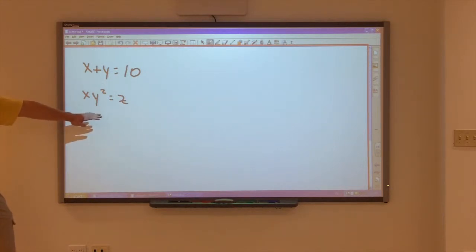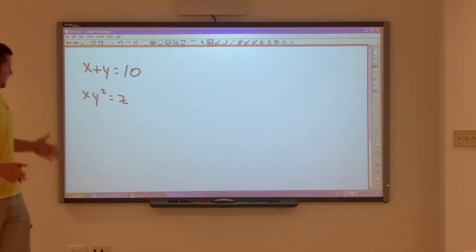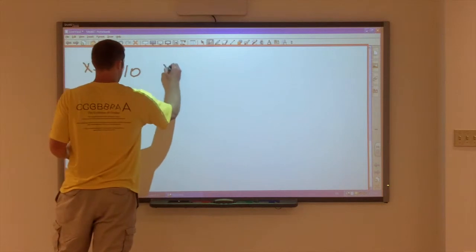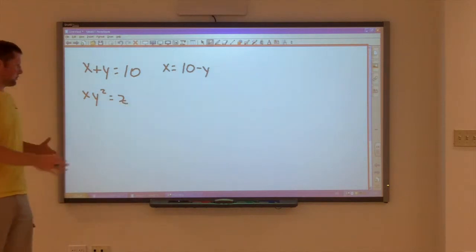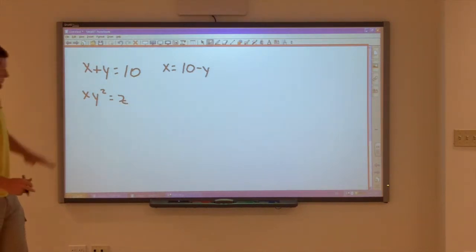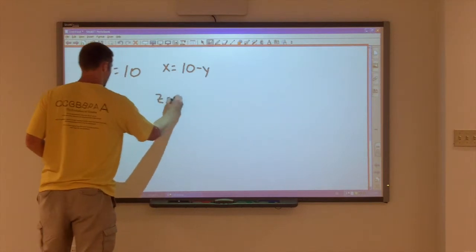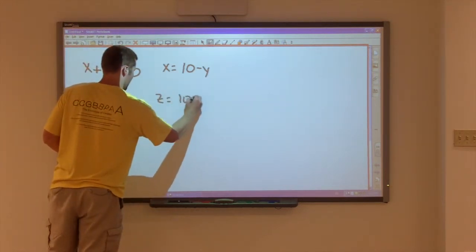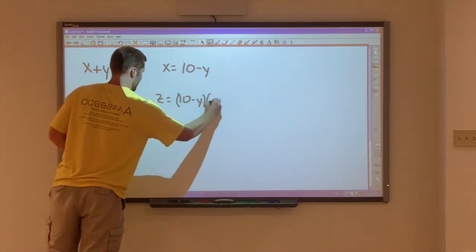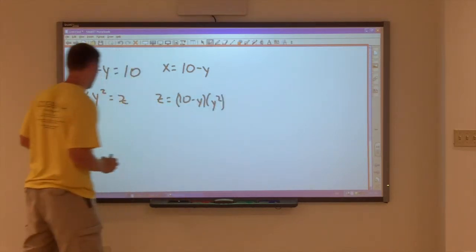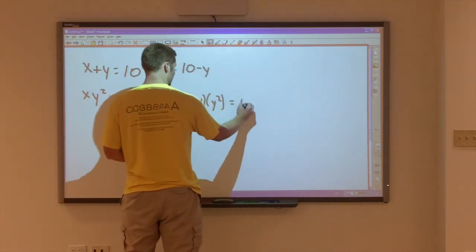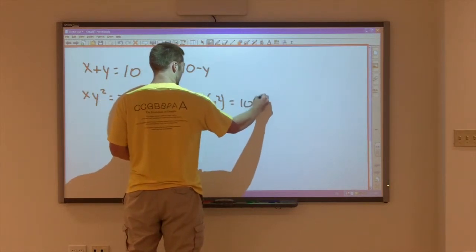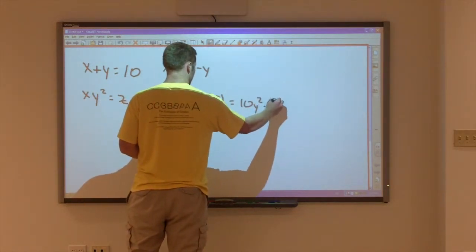In order to maximize z, we have to write y or x in terms of the other. So let's go ahead and write x in terms of y. So if x equals 10 minus y, then we can plug it in down to our z function. And z becomes 10 minus y times y squared. We can simplify that a little further, and we get 10y squared minus y cubed.